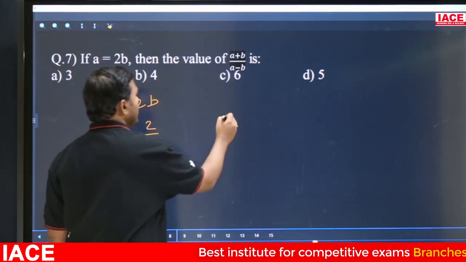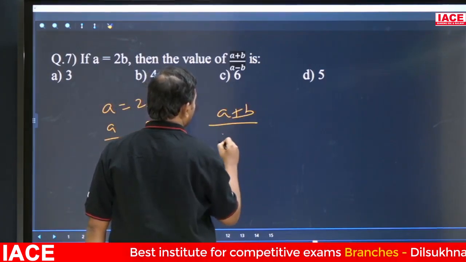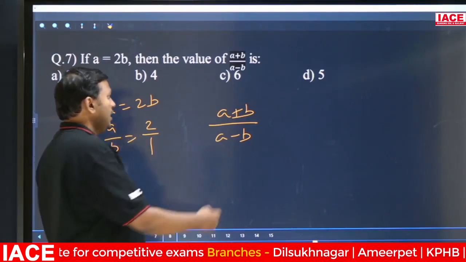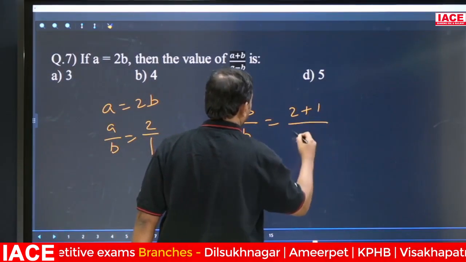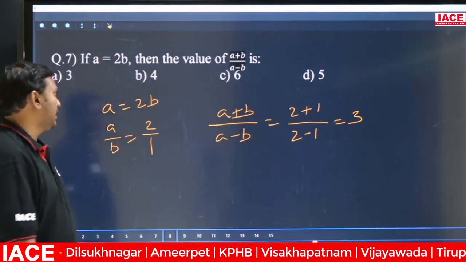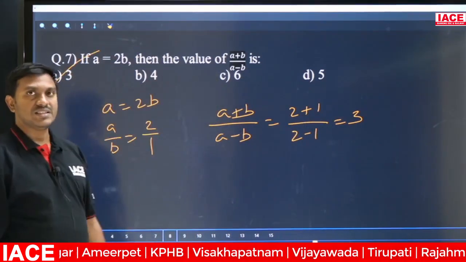So what do we have to find? (a plus b) by (a minus b). Simply substitute a and b values in this expression. So a is 2, b is 1. That is (2 plus 1) by (2 minus 1). That is how much? 3. So the value of (a plus b) by (a minus b) is 3. Option A is the right answer.